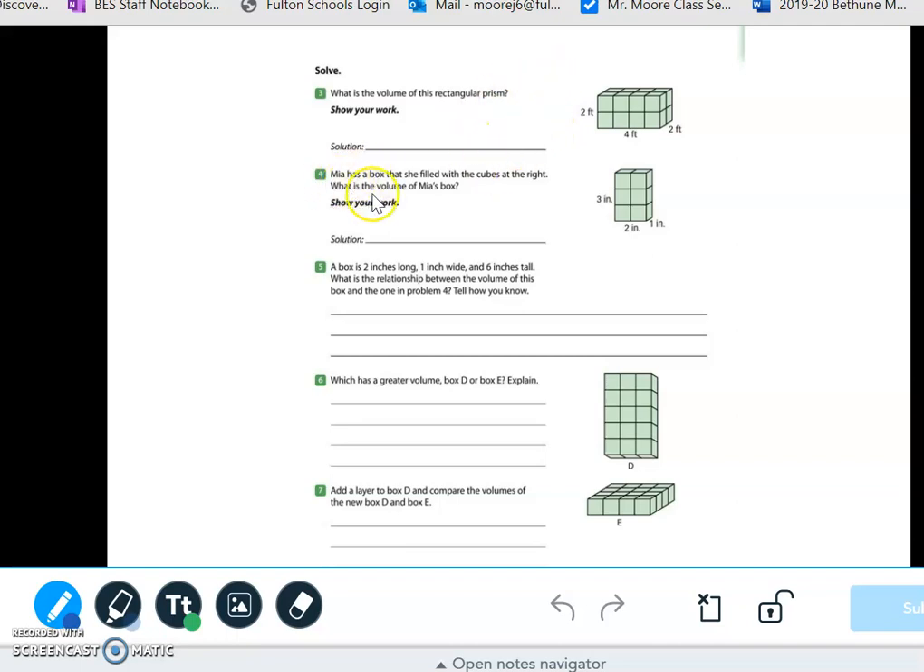It says Maya has a box that she filled with the cubes at the right. What's the volume? So we have our 1, 2. We got 2 by 1, which is 2, times our 3, which will give me 6. Let's go ahead and pause and answer 3 and 4.